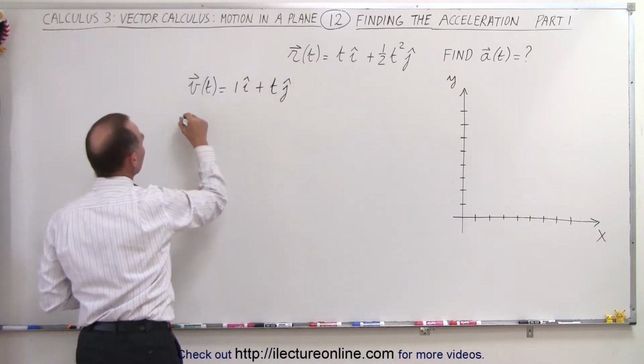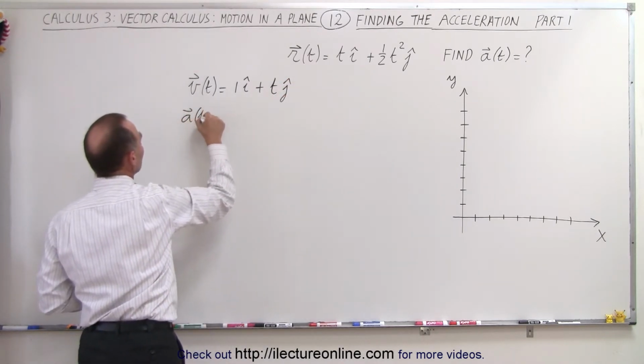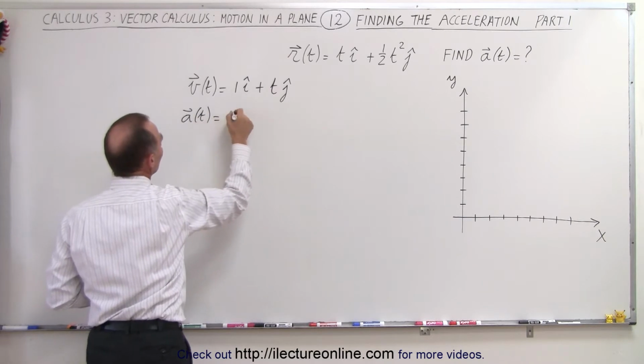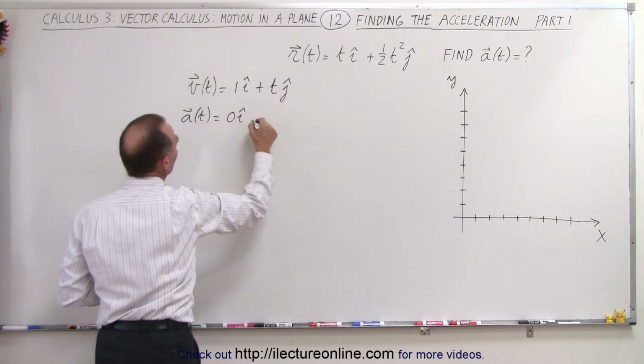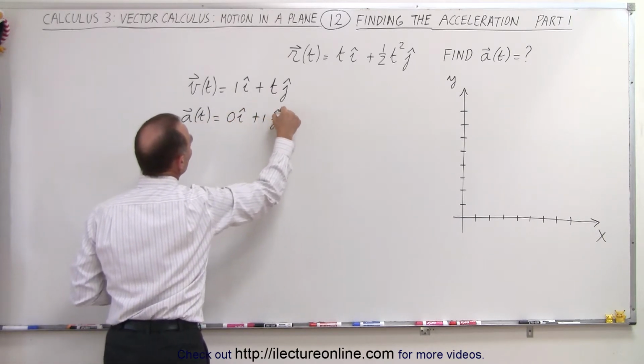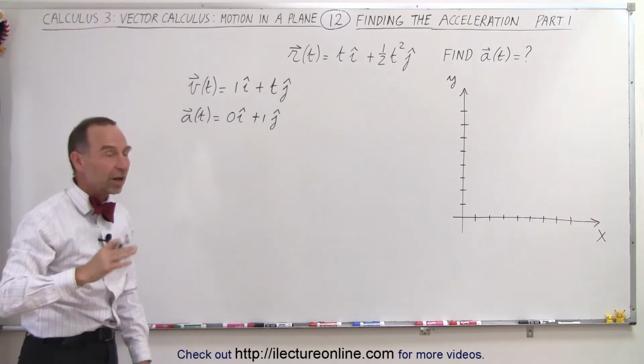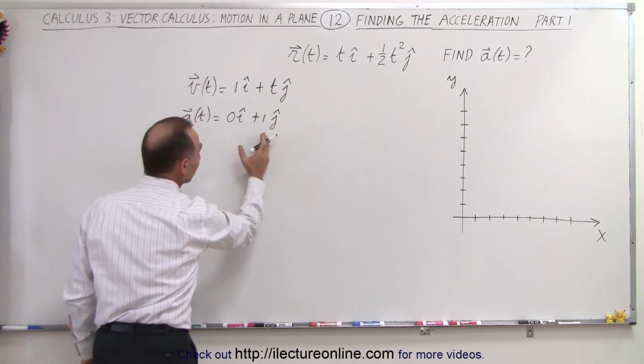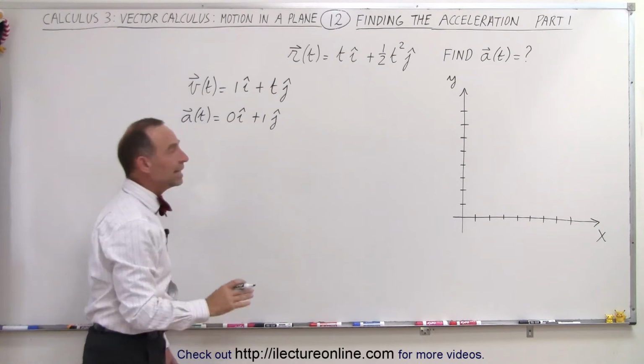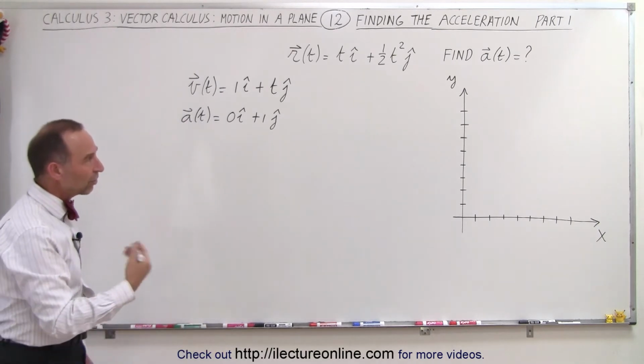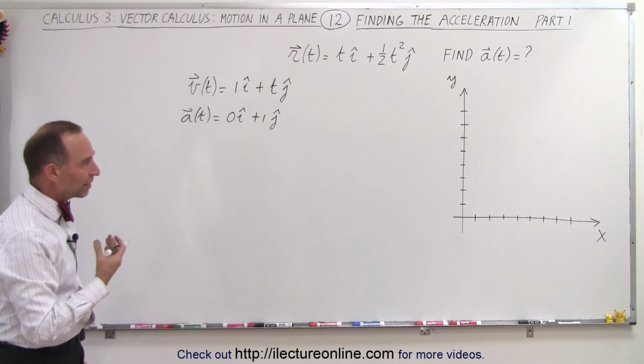Now let's do it again. The acceleration vector as a function of time is equal to 0 in the i direction, plus 1 in the j direction. So you can see that there's a constant acceleration in the y direction only and 0 acceleration in the x direction. So what does that look like on the xy graph?